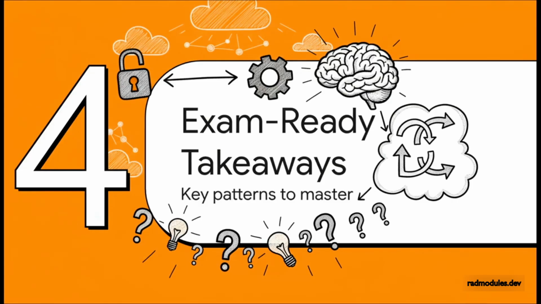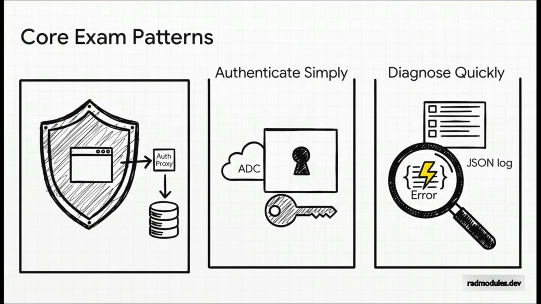Okay, wow, we have covered a ton of ground, from secure connections all the way to troubleshooting. So let's just boil this all down into the key patterns, the big takeaways you absolutely have to know for Section 4 of the exam. So if you only remember 3 things, make it these 3. For connections, hide the network details with a proxy.